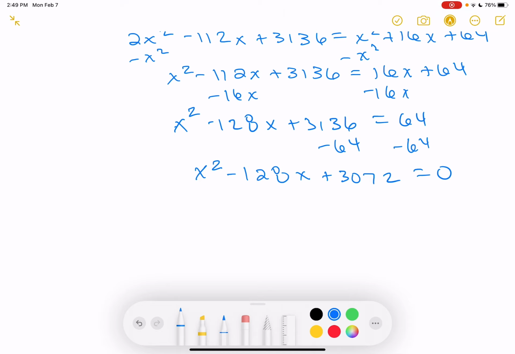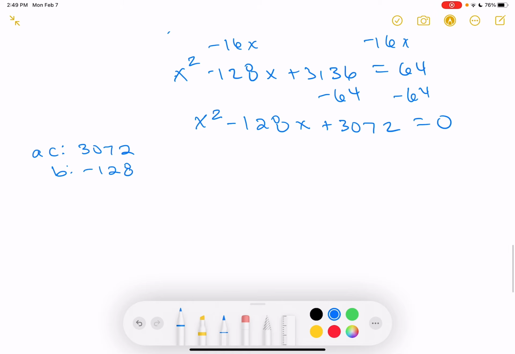Okay, so now we have everything set equal to 0. So if you have made it this far, awesome. From here, we're going to go ahead and try to factor it. So you want to find 2 numbers that multiply to 3072, but add to negative 128. Okay, so go ahead and give that a try, and I'm going to work on that too here on my calculator. So you go ahead and push pause, and we'll see if we come up with the same thing.